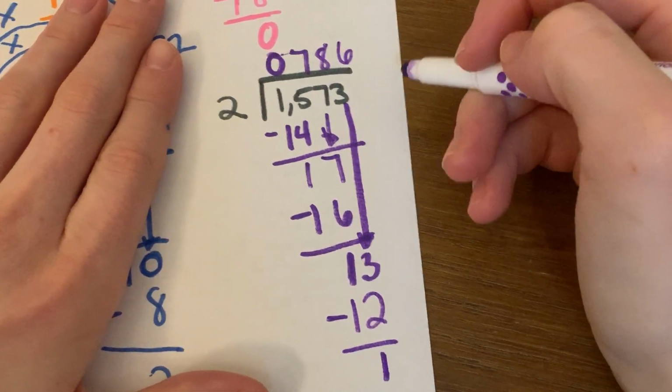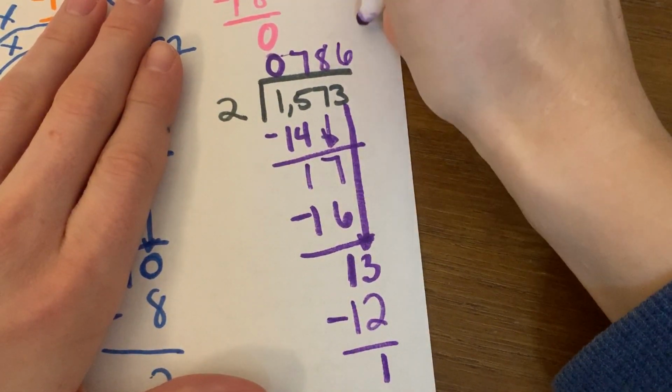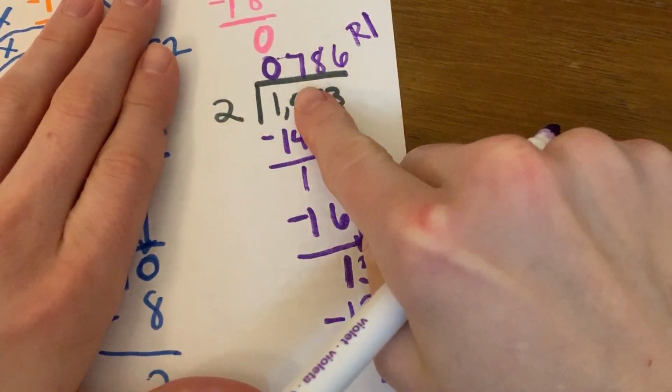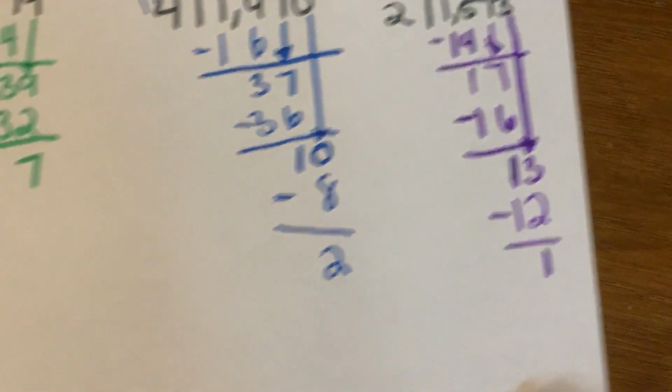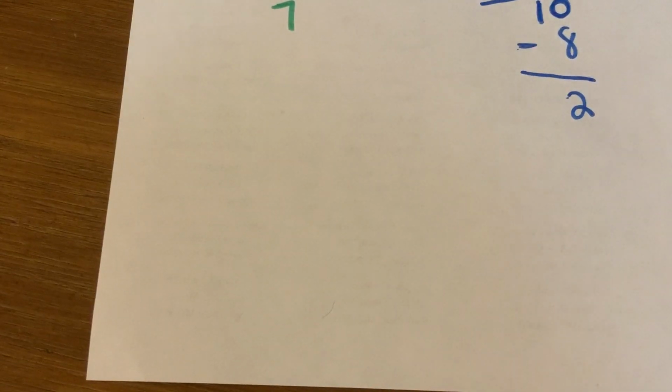And then I have 1 left over. There's nothing more to bring down, so there's no repeating. There's just a remainder. 786, remainder 1. I'm going to try one more with you in the thousands. And then we're going to go ahead and move on.